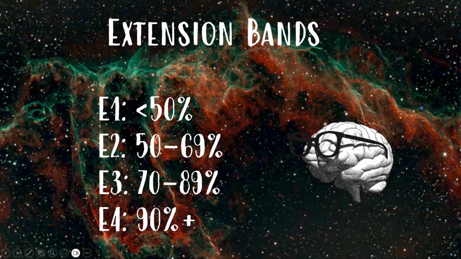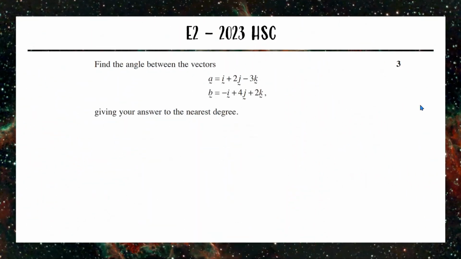Okay, let's dive into an E2 level question from the 2023 HSC. We're finding the angle between two vectors given. It's worth 3 marks and we're answering to the nearest degree. Now, this is a very straightforward question, but they've typically been chucking one of these in the HSC every year, so definitely recommend you know how to confidently work through a question like this because it can be a very easy 3% of your exam. So very similar to what we study in extension 1, finding the angle between two vectors using our formula given on the reference sheet in case you forget it.